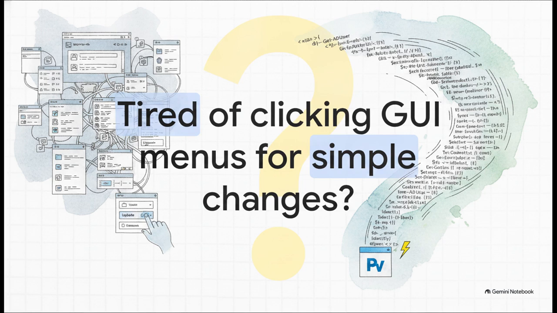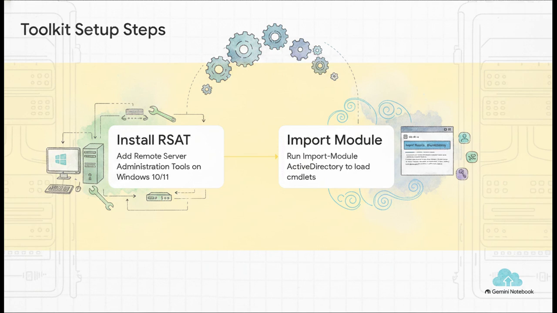But you know, it does require a tiny bit of initial setup if you aren't working directly on a domain controller. Building this environment literally just takes 2 steps. First, if you're on a standard machine, like your own Windows 10 or 11 workstation, you have to install the Remote Server Administration Tools, or RSAT. Once that's done, step 2 is to just run a quick command, Import-Module ActiveDirectory. Boom! That one command loads all the specific tools we're about to use straight into your session.